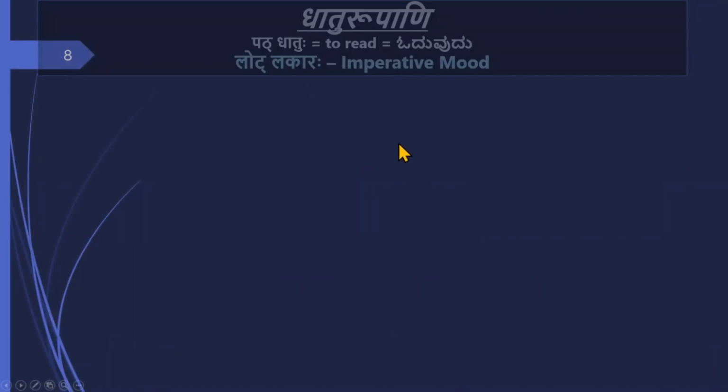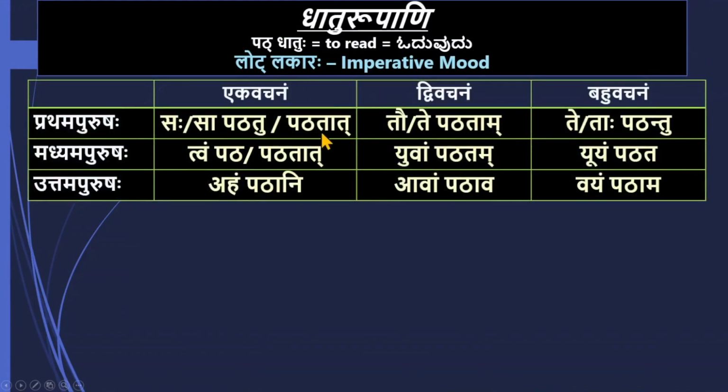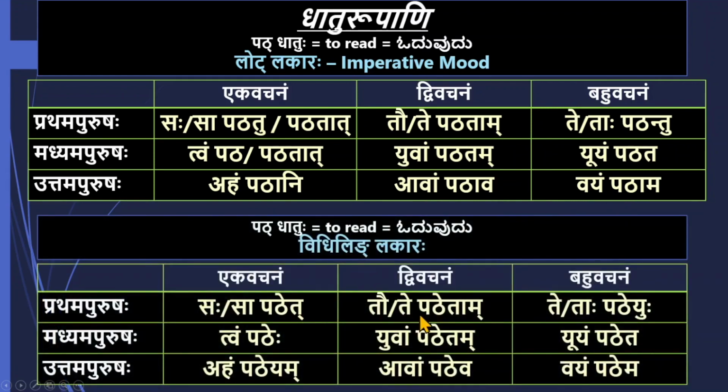Then next lot lakara, imperative mode. Pathatu, pathatam, pathantu, patha, pathatam, pathata, pathani, pathava, pathama. Next vidhiling lakara. Pathet, pathetam, patheyuh, patheh, pathetam, patheta, patheyam, patheva, pathema.